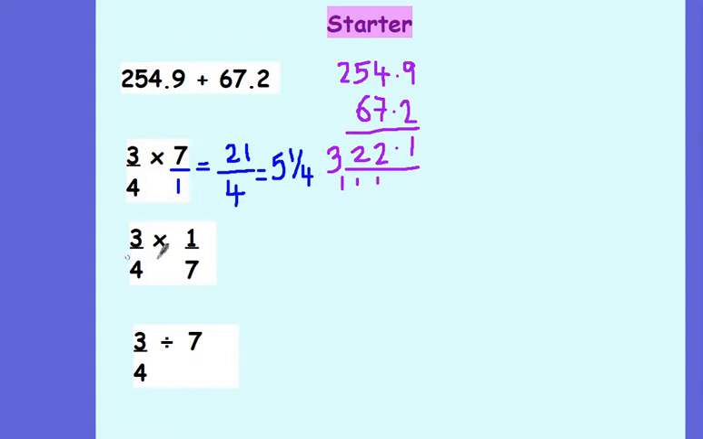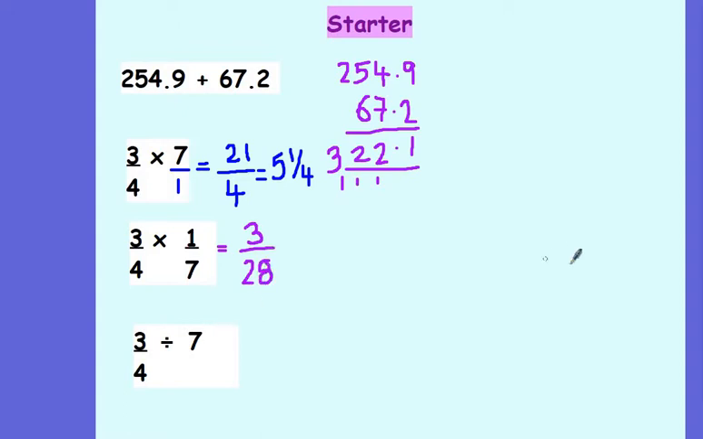For the next one, I've got 3/4 multiplied by 1/7. Multiplying across the top, 3 times 1 gives me 3. Multiplying across the bottom, 4 times 7 gives me what, Macy Jane? 28, lovely.